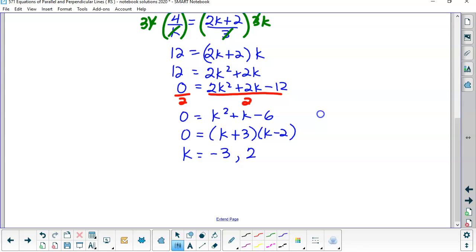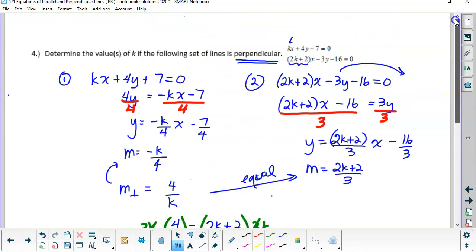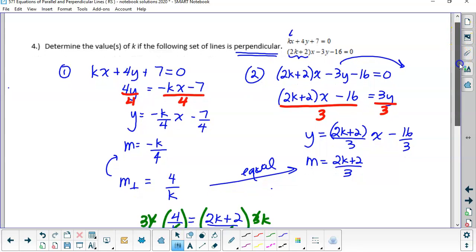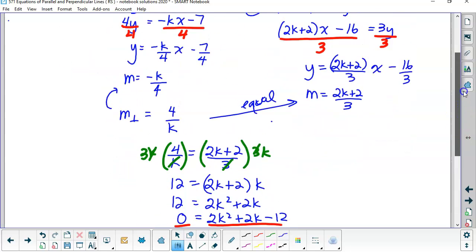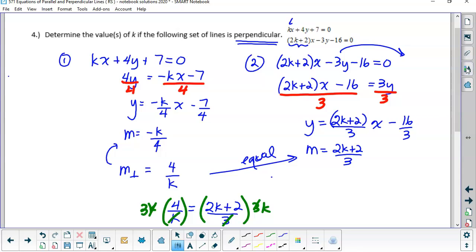So let's look back here. I've just found the k values, but let's put them back into our equation. So what did I say? The first one is negative 3. So I'm going to start here. I'll put it in green here. So if k equals negative 3, then we'll have negative 3x plus 4y plus 7 equals 0. And we'll have 2 times negative 3 is negative 6, plus 2 is negative 4. x minus 3y minus 16 equals 0.